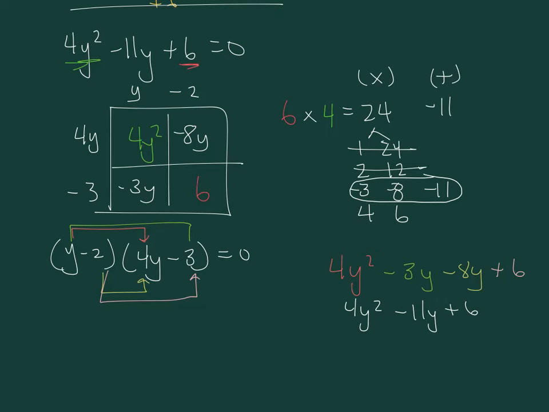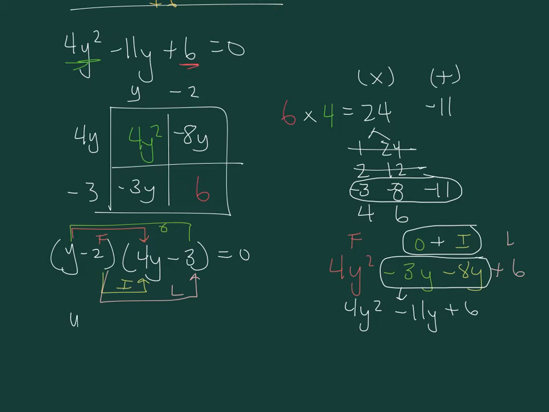Okay, so again, what I did here was first, outer, inner, last. This is the first term. First terms multiplied. The green is the outer terms multiplied. The puke green, because I really don't know what color that is, is the inner terms multiplied. And the pink is the last terms multiplied. And you always add up the two inner terms, which is why negative 3y minus 8y became negative 11y.